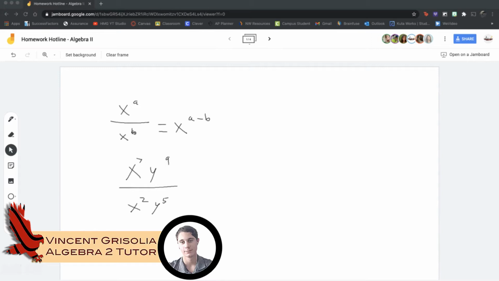So we look at our x's first. We see we have an x to the 7th and an x to the 2nd. So we subtract those, we get x to the 5th, subtract the 7 and the 2. And for our y's, we have an exponent of 9 and another exponent of 5, subtract 9 and 5, we get y to the 4th. That's the second rule when you're dividing 2 numbers with exponents.